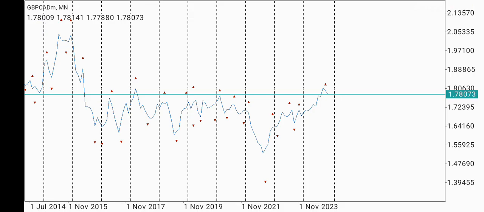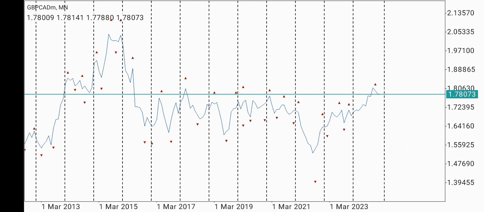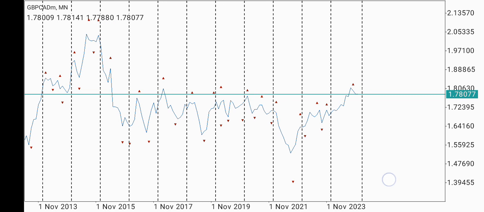Good day all. I want to do a review of the assignments that we took in class. I gave us GBPCAD as part of the assignment, and I'm glad that we all marked it out the way I actually wanted it. So I still want us to focus on this GBPCAD because it's a ranging market.